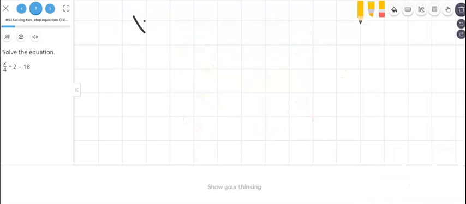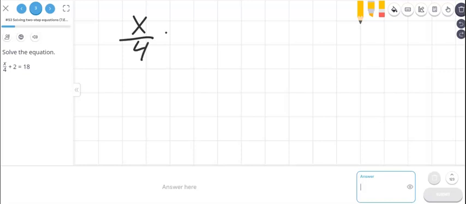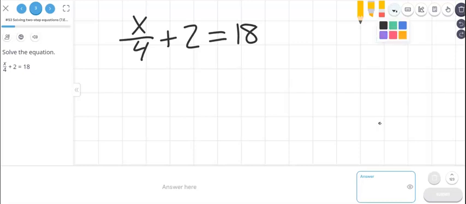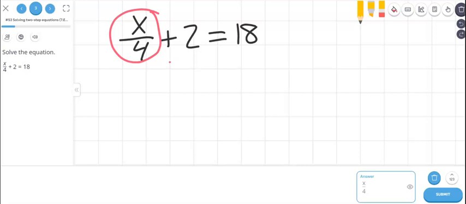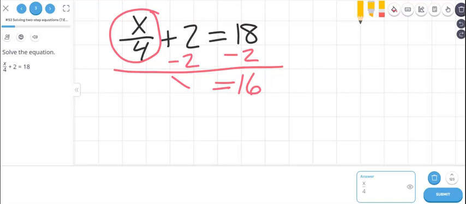Okay. X divided by 4 plus 2 equals 18. So my variable term is x over 4. Get rid of the plus 2 by doing minus 2. There's that 16 we keep getting. X over 4. Now this is why people think the answer is 4. But you're supposed to multiply both sides by 4.